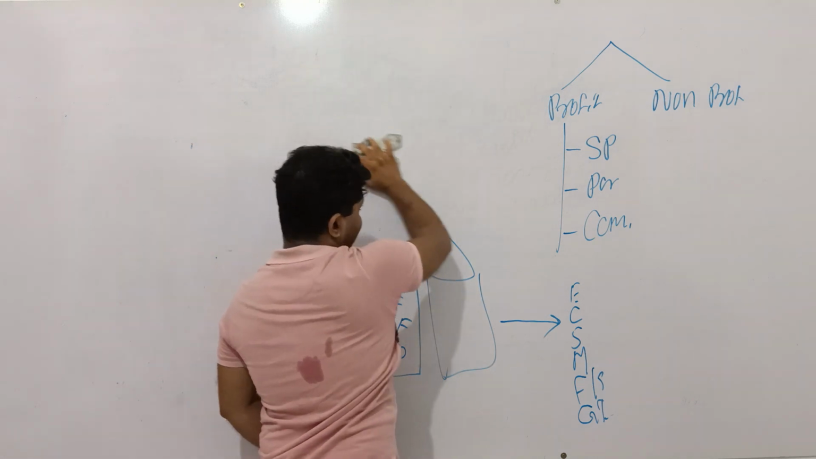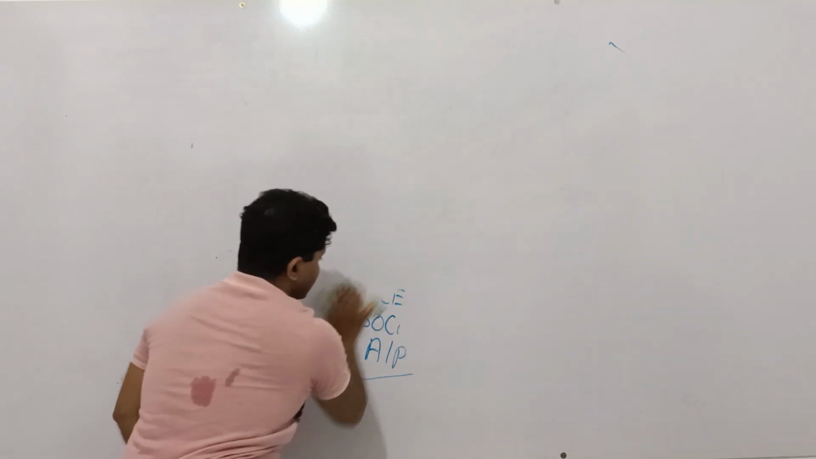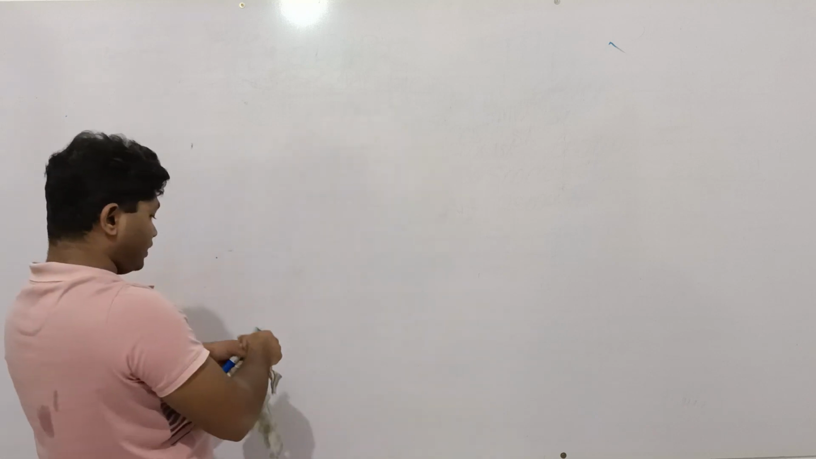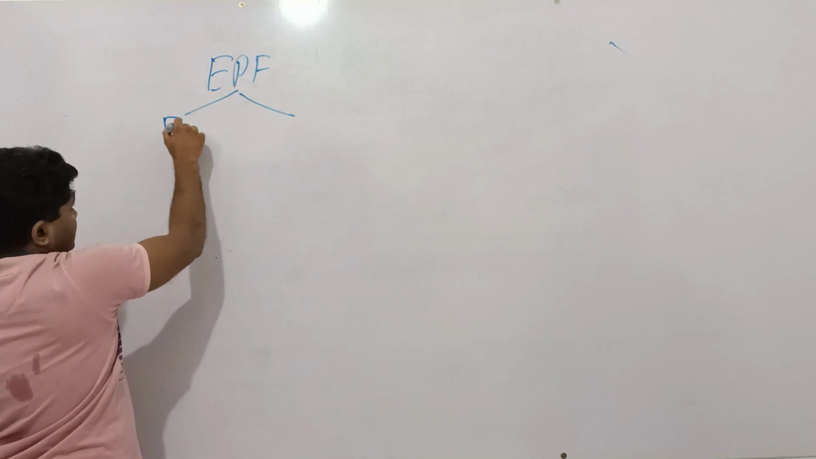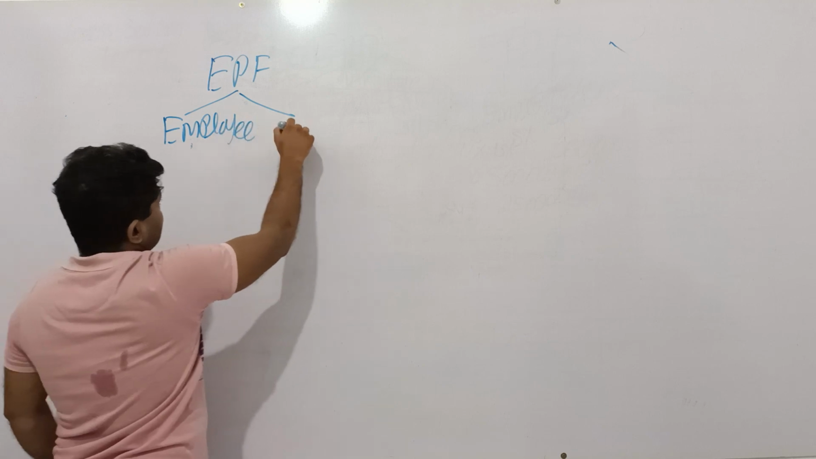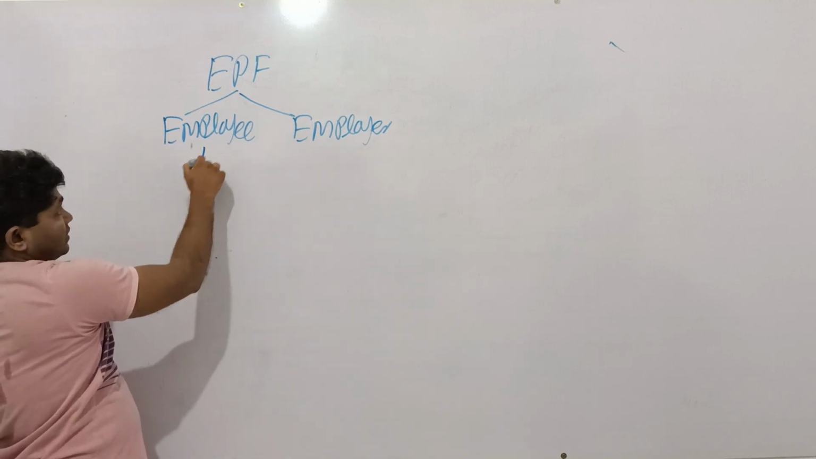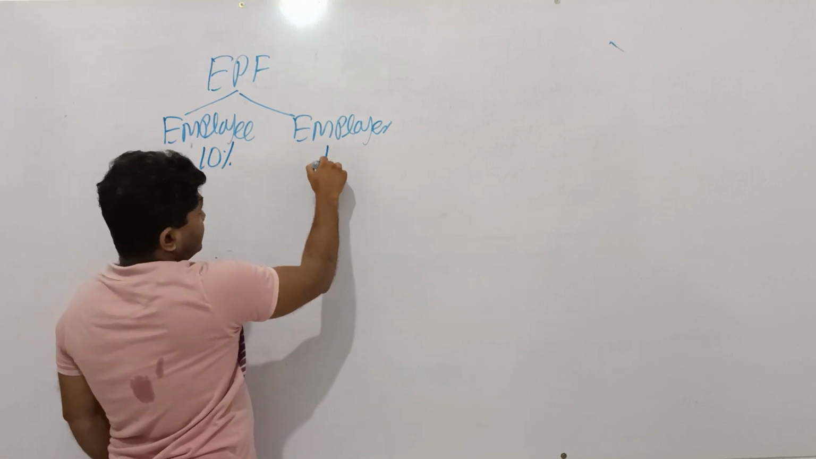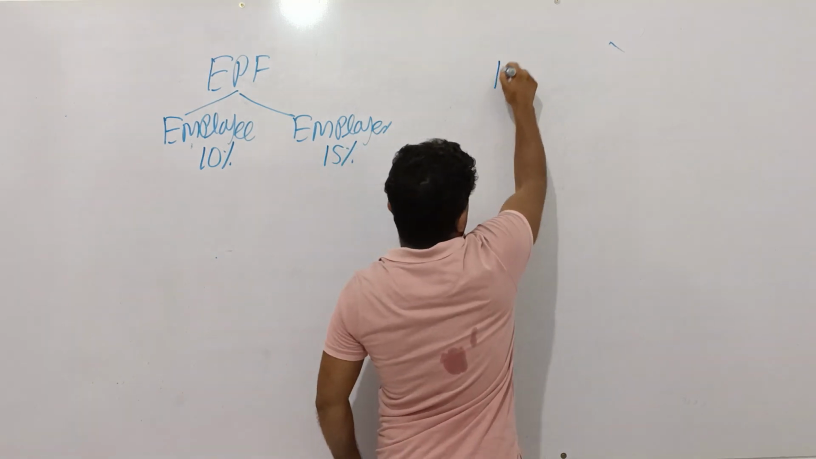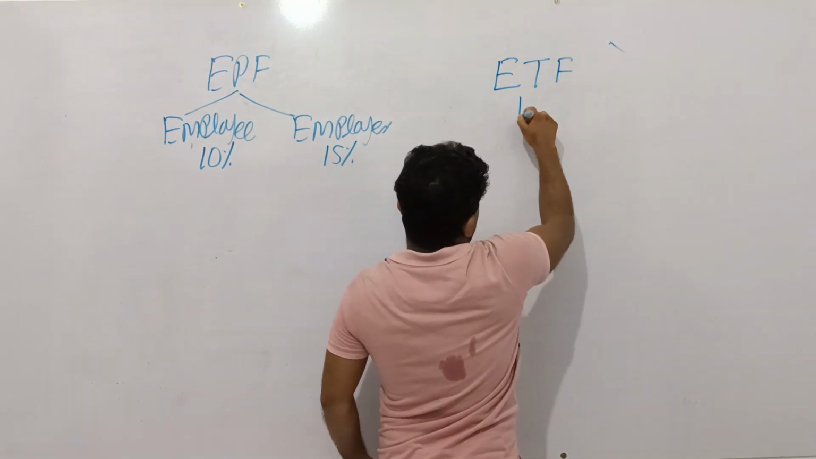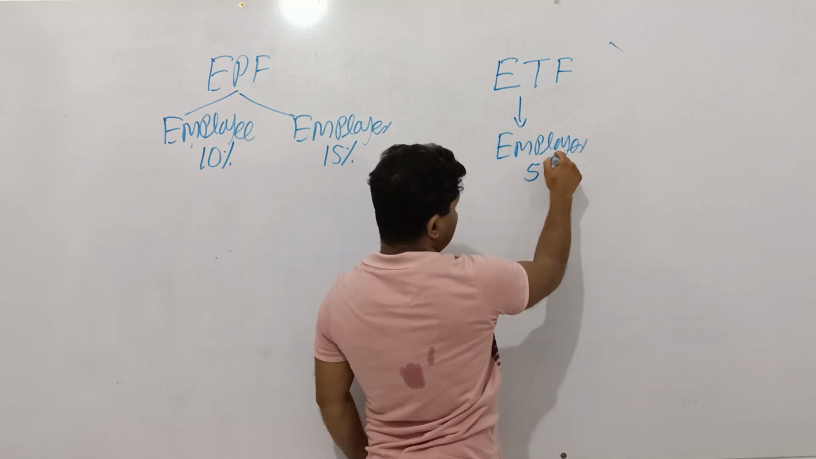this is a fund maintained by the central bank, for all the business organizations and their employees. For EPF, both employee as well as employer give their contribution. The percentage is employee 10%, as well as employer 15%, based on gross salary. But for ETF, the Employees' Trust Fund, only the employer gives a contribution.